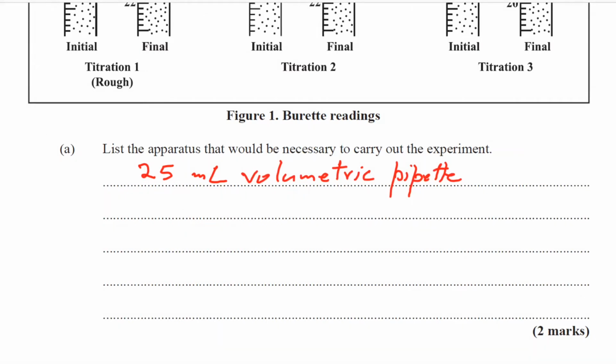0.500 gram sample of iron salt was placed in a conical flask. To it, 25 mils of dilute sulfuric acid. Right, so we have the conical flask. So we'll need a burette. We need a 50 mil burette, even though the burette is a given. So we need a volumetric pipette. Conical flask is there.